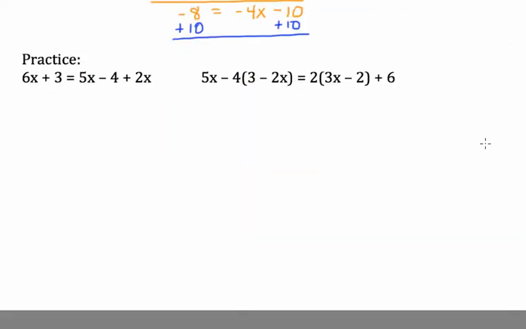These practice problems, stop the video and try the problems on your own. If you don't have any troubles, fast forward to the end of the video to check your answers. Otherwise, unpause the video to see how the problems are worked.